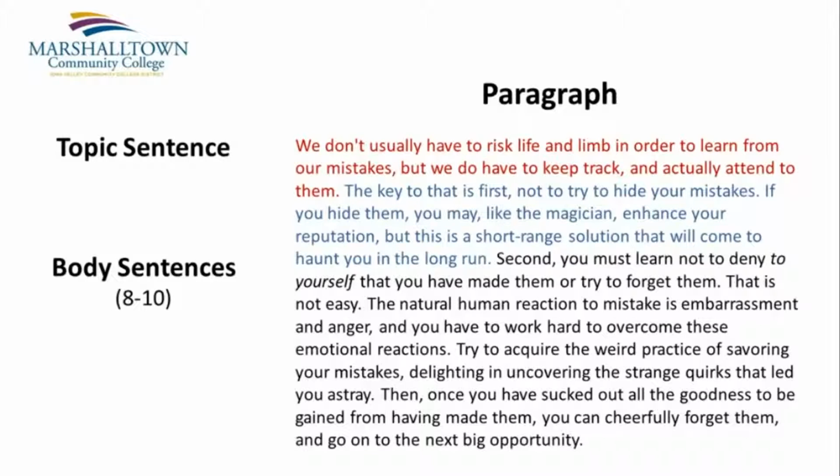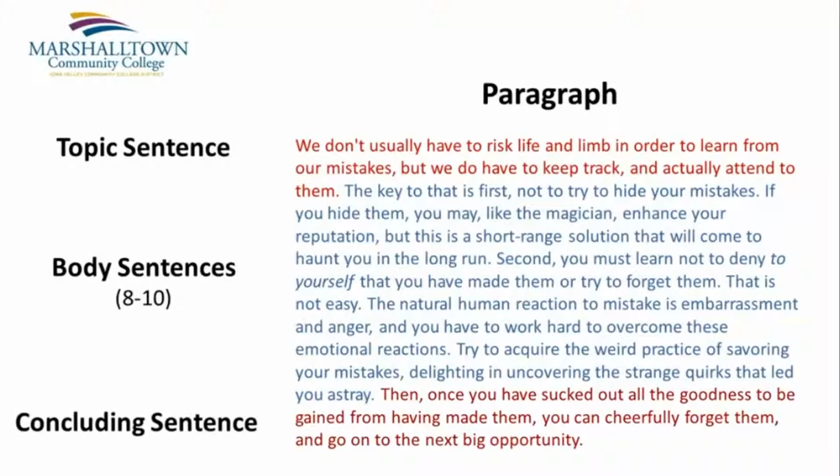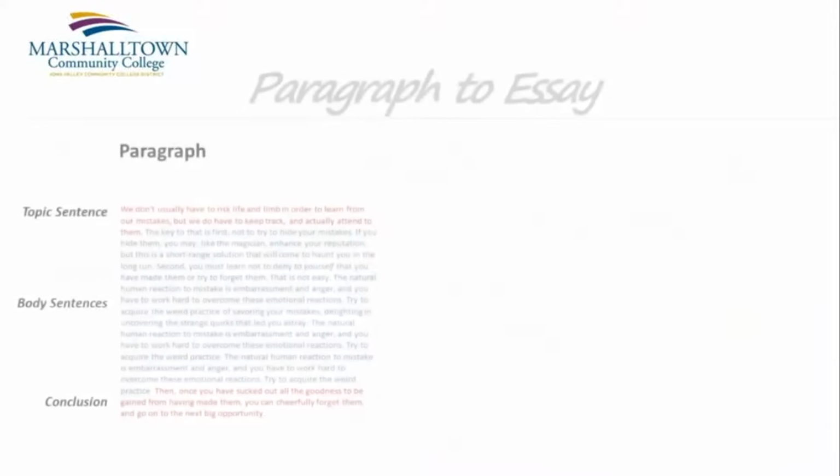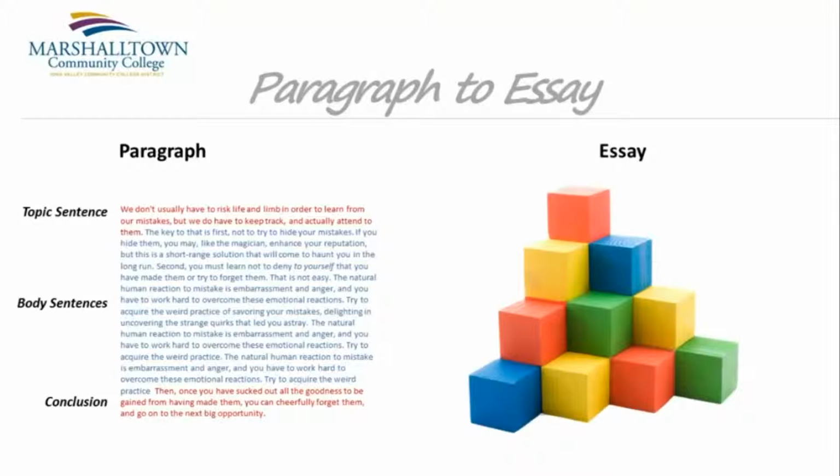Immediately following the topic sentence are the body sentences. The purpose of the body sentences is to show or explain what your topic sentence is all about. Keep in mind that in most college writing assignments, you'll need about 8 to 10 sentences in a paragraph to do this adequately. Finally, a well-written paragraph includes some type of concluding sentence. A concluding sentence reminds your reader what your main point is about, usually by looking at the topic from perhaps a different angle. Think of the paragraph as a building block for your essay.